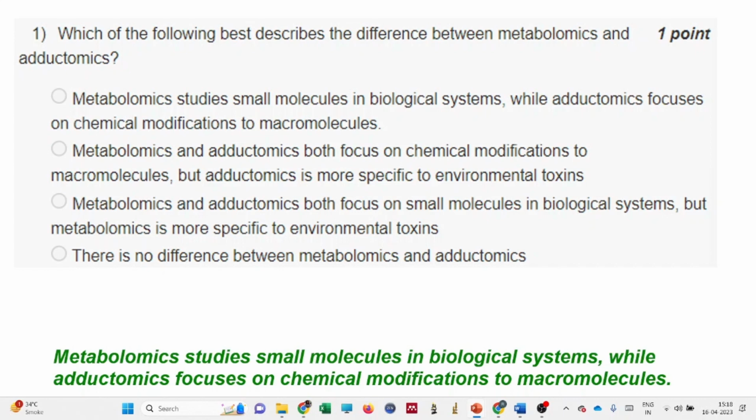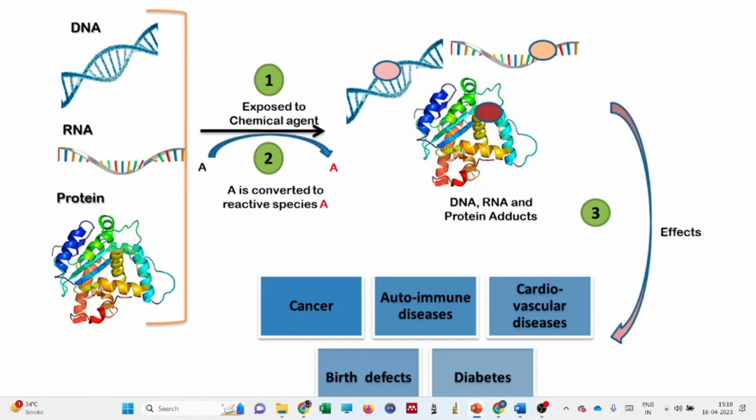Adductomics, on the other hand, is a branch of metabolomics that focuses on the identification and quantification of adducts, which are molecules formed by the covalent binding of a reactive compound to a biomolecule, such as DNA, RNA, or proteins. So adducts can be formed by exposure to environmental toxins, dietary factors, or endogenous metabolites, and they can have adverse effects on cellular function, leading to disease or cancer.